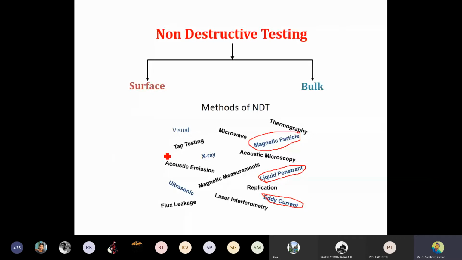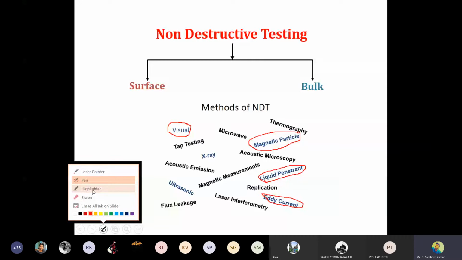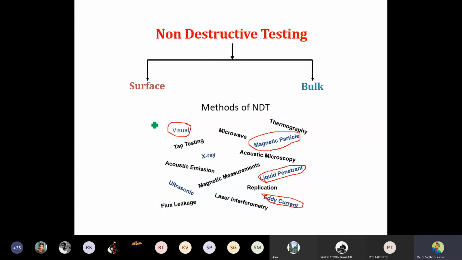Okay, and we have another kind of methodology, that is bulk volume NDT methods. You know, even visual is also under surface. Visual also under surface. So whenever you are talking about bulk or volume methods, then we are going for majorly ultrasonic test. Ultrasonic is a versatile test and this is very important.